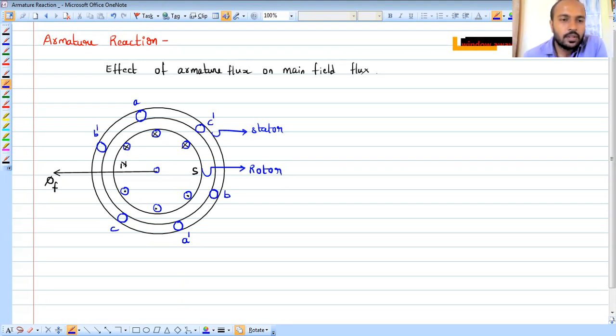Okay, then based on this magnetic field, the rotor is rotating in the anti-clockwise direction. Then what will be the EMF induced in these conductors? Let us apply Fleming's right hand rule. Why? Because it is a generating action. Now the rotor is rotating in the anti-clockwise direction. Here we have the north pole and here we have the south pole. So then apply Fleming's right hand rule.